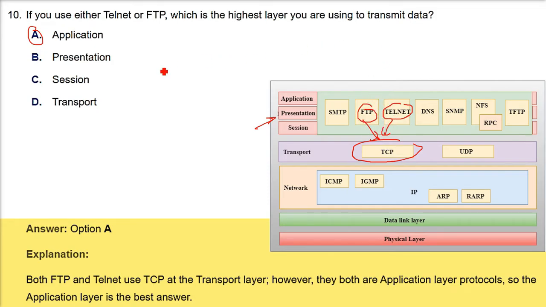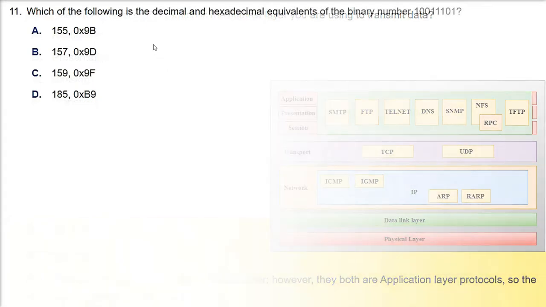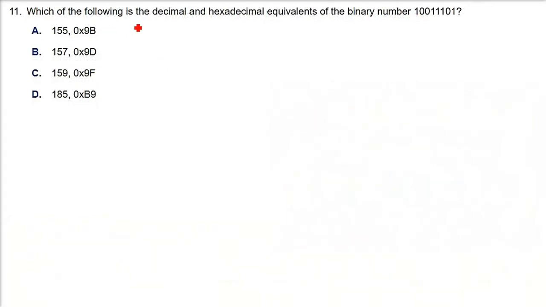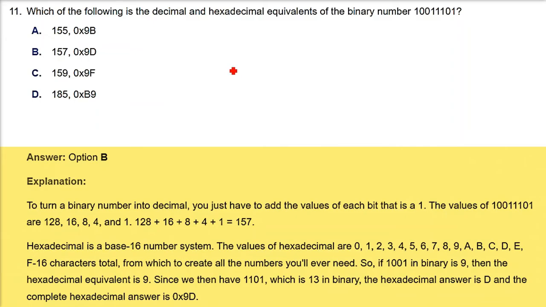Which of the following is the decimal and hexadecimal equivalence of the binary number? This one. So I hope you'll be able to do it. I'll just give you a hint here. For, say, decimal, how do you convert this? So the answer is B here.